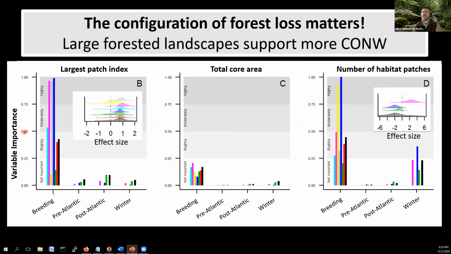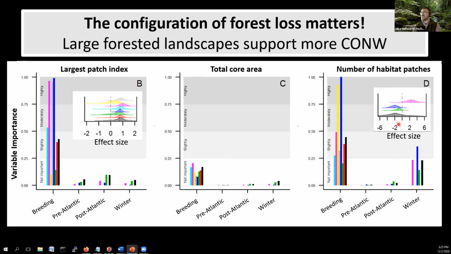Here again is a variable importance, and this is the largest patch index. It's really important, or it's more important in the breeding grounds than other phases of the annual cycle when looked at it together. And that the larger your habitat patches in that landscape, you get more Connecticut warblers in all of these natural populations. Surprisingly, total core area was not an important variable in this modeling framework, but the number of habitat patches within the landscape was.